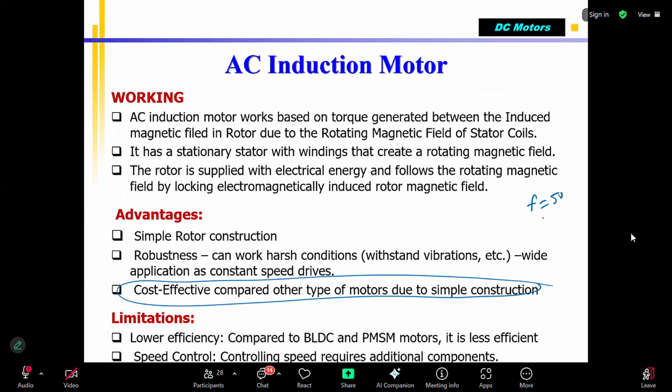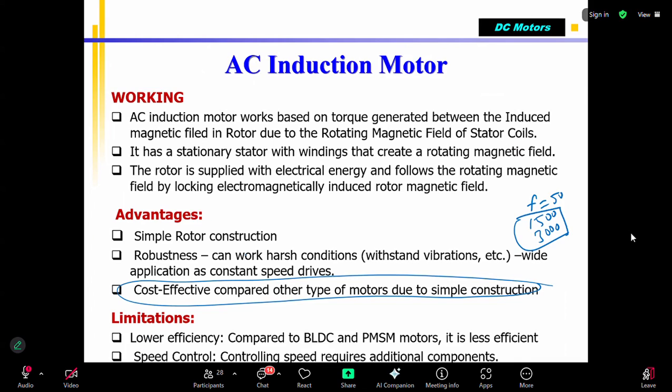Correct. Most of the induction motors run in India will be working at 1500 RPM or 3000 RPM, depending upon the number of poles. With 120 F divided by P, and F is 50 in India and most common countries, the pole pair varies. It can be 2 or 4 most of the time. So depending upon that, the speed may be 1500 or 3000 RPM. Generally 1500 is very common. Okay.